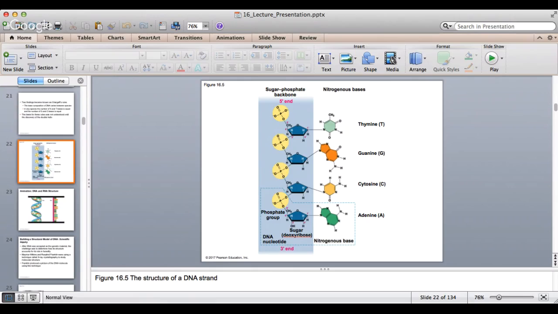From the oxygen on your blue sugar group, go to the right, there's 1', 2', 3', 4', and then on the outside of the sugar is your 5' carbon. So when we say 5' to 3', you're moving in that direction, going 5' carbon to 3' carbon from top to bottom. Think of it like reading a book, you guys. You read from left to right. That's the way that you're going to read your DNA. So that's what we're looking at here.